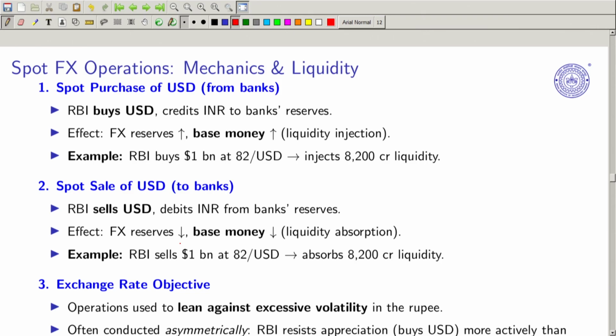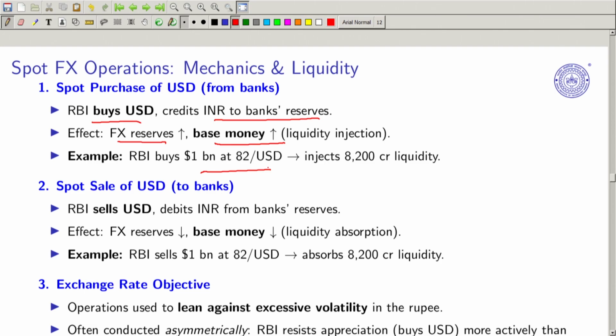Then here we have the operations, how it works: the mechanics and liquidity. A spot purchase of USD from banks means RBI will buy the USD from banks. Forex reserves will go up, and base money will also go up. This is like RBI injecting money when they are buying dollars.